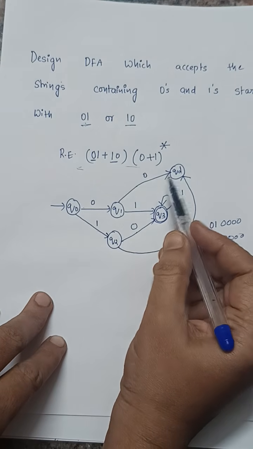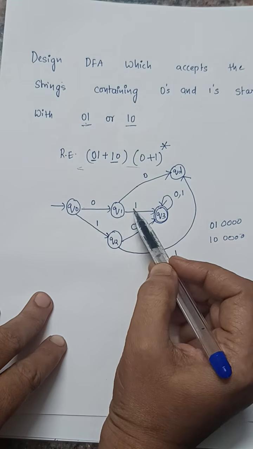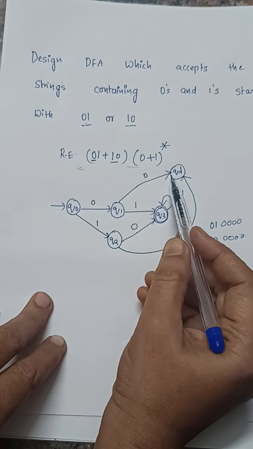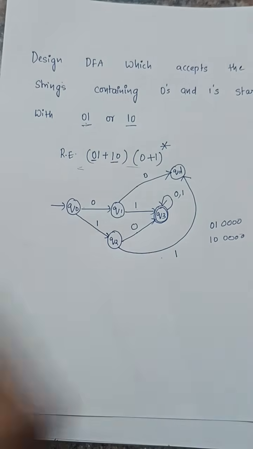Why have we taken a transition to the dead state? Because 0 is not needed. After 0 we need 1 only. That's why it is taken to the dead state. Here also 1 is not needed. That's why we have taken it to the dead state.